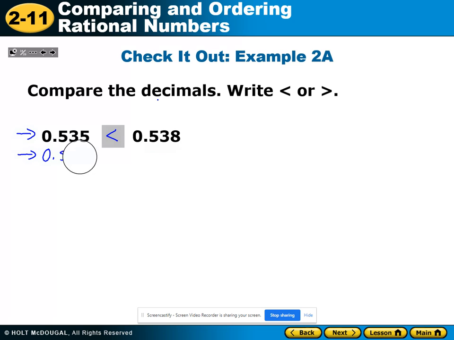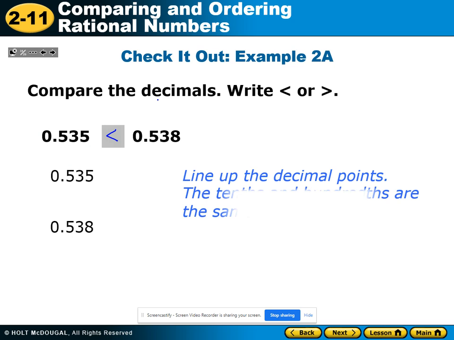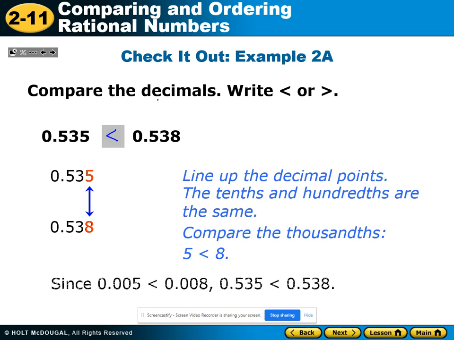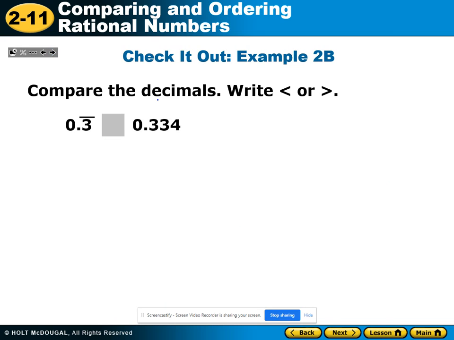They're going to show you the same result. Let's do it. They line them up. They're comparing everything. They see the difference in the thousands first. So we know 5 is less than 8. So we get our less than symbol. Okay? Hopefully you're getting pretty good at this.